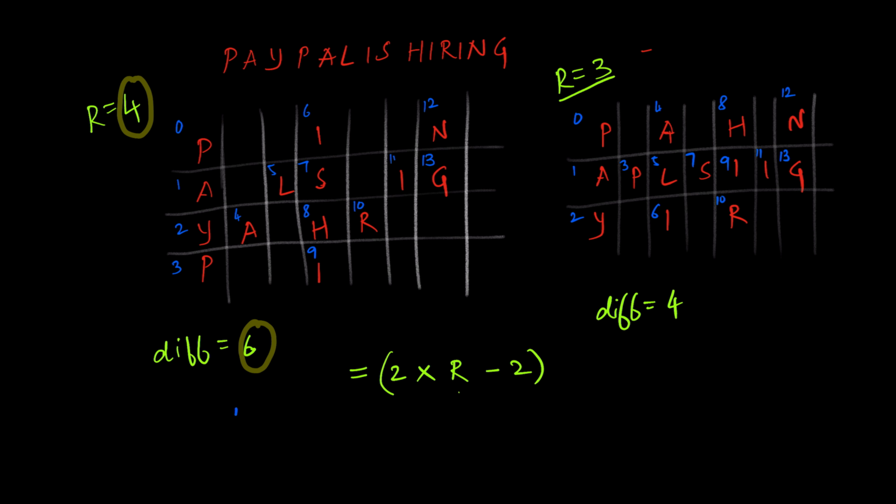Let's verify it on the left hand side. So the total number of rows is 4. So 2 times 4 minus 2 will result in 6.